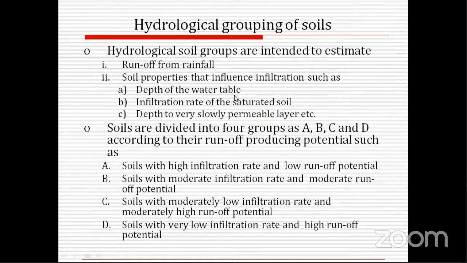So based on these properties, students: depth of the water table, infiltration rate of the saturated soils, how much infiltration is there in saturated soils. Which experiment is used for calculating this infiltration rate of saturated soil? Any answers, students? Double ring infiltrometer. Double ring infiltration. That is at field level. Okay, infiltration rate of saturated soils.